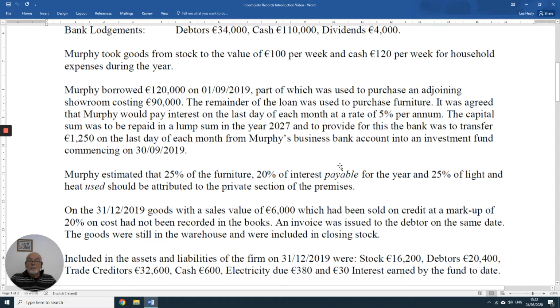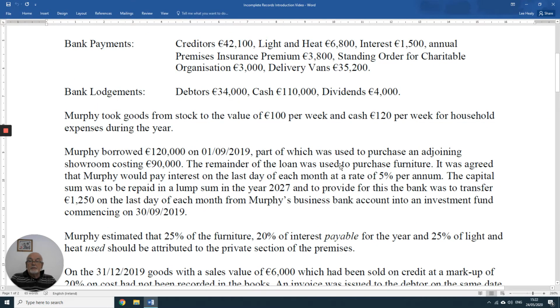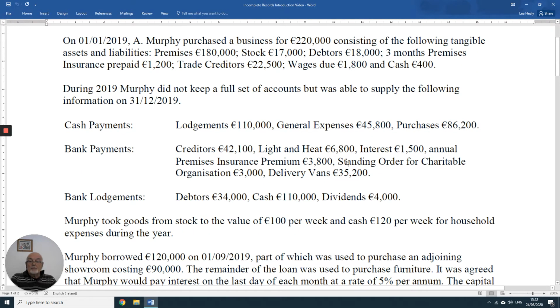And somewhere in the other information given to us, we'll be told how much those debtors paid us during the year, and we can see it here in our bank lodgements. The debtors paid us €34,000. We've got enough information there from those three figures to be able to estimate the value of our credit sales. We'll see that soon. Similarly with our suppliers or trade creditors, we've got an opening balance of €22,500.